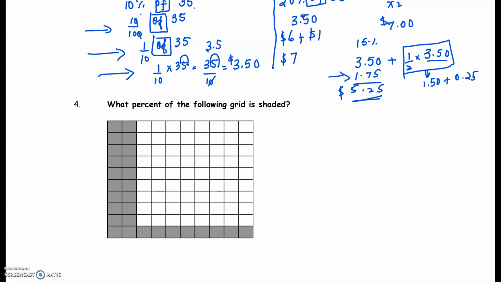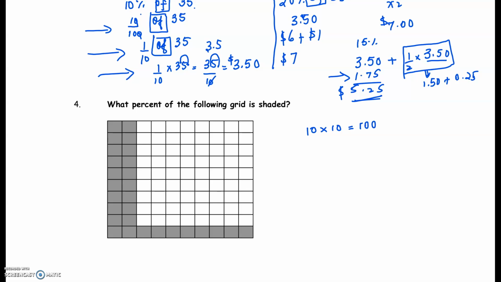So we have a grid here. The grid is 10 by 10, 10 rows and 10 columns. So there are a total of 100 squares in this grid. And the question says, what percent of the following grid is shaded? So you just have to count how many squares are shaded.